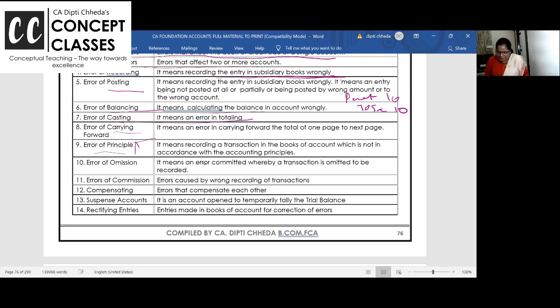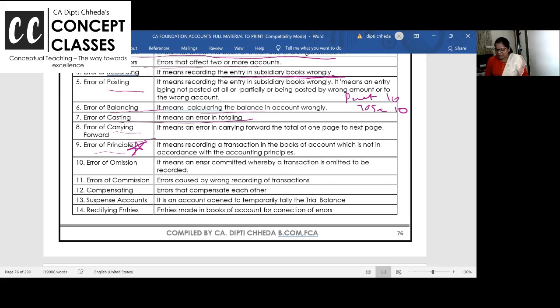Error of principle, one of the very important entry. Say wages are paid to bring the furniture to godown. So these wages should be added in furniture, no? Instead of that, you debited the wages. So somewhere debit has happened, error of principle is where debit and credit is done, but instead of debiting the capital account, that is furniture, you debited the wages account. All clear or not? Right.